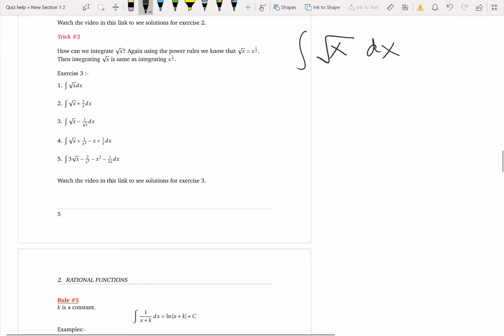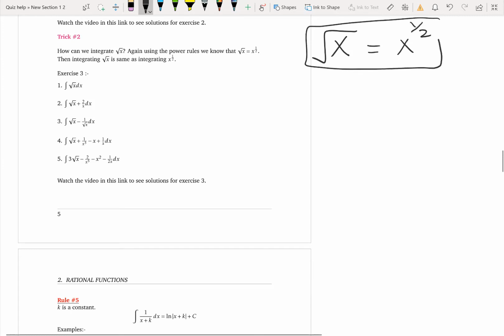Okay, so let's recall that. Square root of x, how can we write it in a different way? Now, square root of x is actually x to the power half. So you might have learned this before, but you might have also forgotten it. But it's okay, we all forget. Now, integrating square root of x means the same as integrating x to the power half, right?